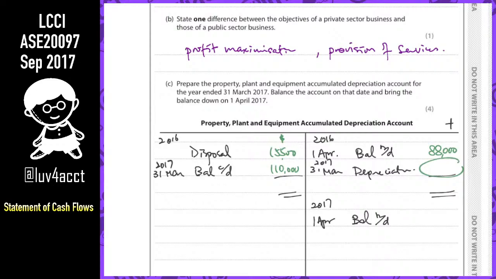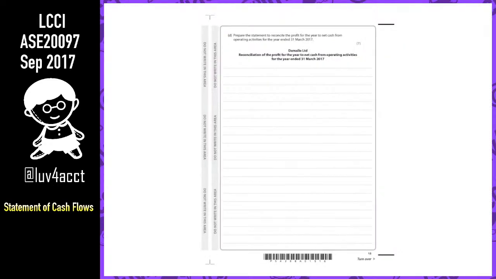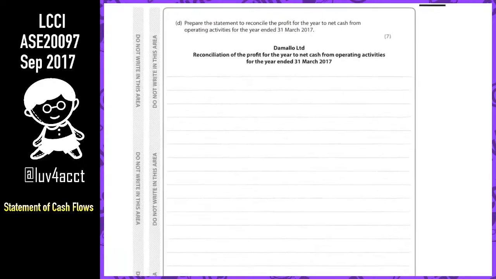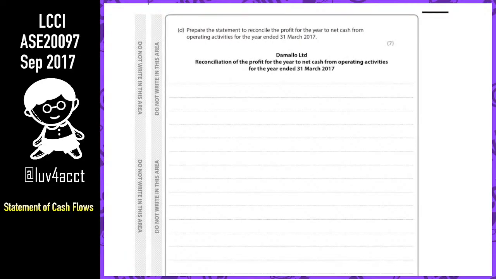Okay, that would be 37500. Depreciation. Okay, operating activities positive. Okay, so next one we have to prepare the reconciliation and then do the evaluation. So no investing and financing activities. That is nice.